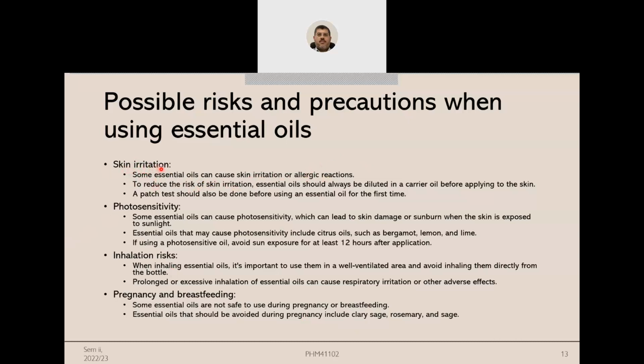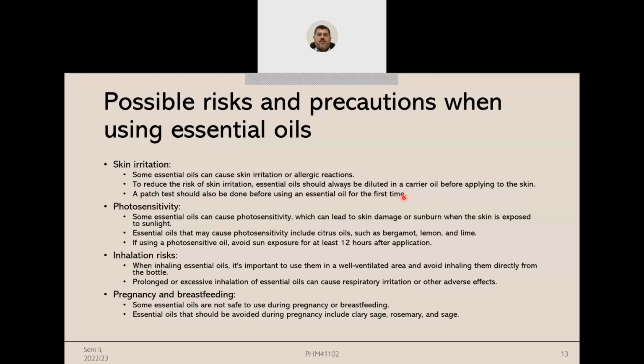Number one, you don't use them directly, but use them diluted. Essential oils should be diluted with another oil, we call it carrier oil, before applying to the skin. So you don't use the essential oil pure 100%, but you may dilute with olive oil, for example, mineral oil, or sesame oil, and then you can apply. Before use, a patch test should also be done before using the essential oil for the first time, to test if the patient has allergy to this oil or not.